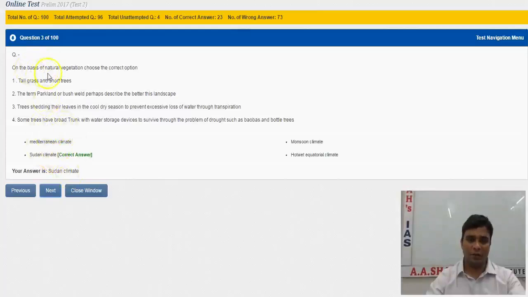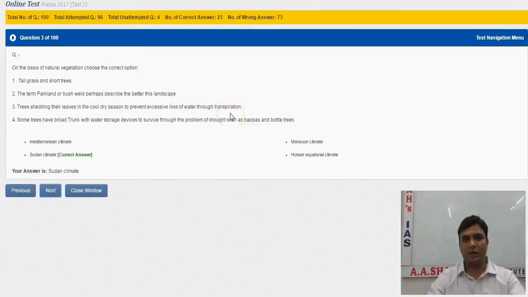The third question, as we see, is about natural vegetation. Tall grass and short trees. The term parkland or bushveld perhaps describes this landscape better. Trees shedding their leaves in the cool dry season to prevent excessive loss of water through transpiration. Some trees have broad trunks with water storage devices to survive through the problem of drought, such as baobabs and bottle trees. See, understand one thing, that option 3 and option 4 are giving us a clear-cut indication that this is a dry landscape. Look at option 3, trees shedding their leaves in the cool dry season to prevent excessive loss of water through transpiration.